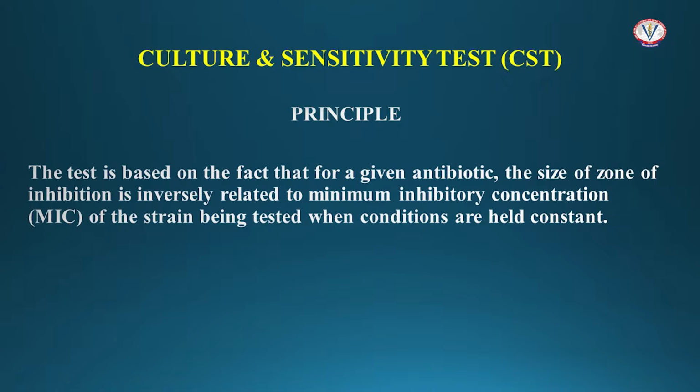This test is based on the fact that for a given antibiotic, the size of zone of inhibition is inversely related to minimum inhibitory concentration or MIC of the strain being tested when conditions are held constant. This test was initially developed by Kirby and Bauer, and from there on it is moving till today. The test, though, is an in vitro test, but it can give you approximate information about antibiotics which could be used in vivo.